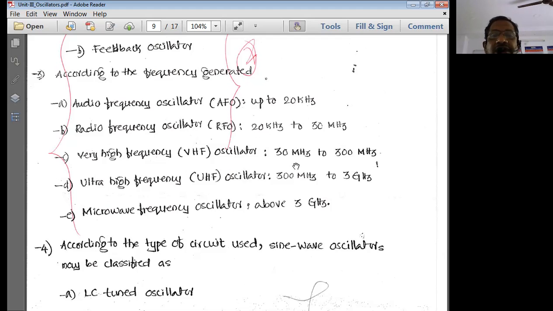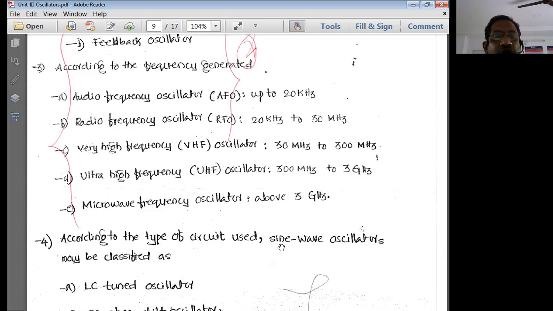Very high frequency means from 30 megahertz to 300 megahertz, very high frequency oscillators. The next one is ultra high frequency oscillators, ranging from 300 megahertz to 3 gigahertz. It is called this because this VHF and UHF range is normally used for TV communications. Microwave frequency oscillators operate at a frequency greater than 3 gigahertz. So 3 gigahertz to around 300 gigahertz is normally the microwave frequency oscillators, right?